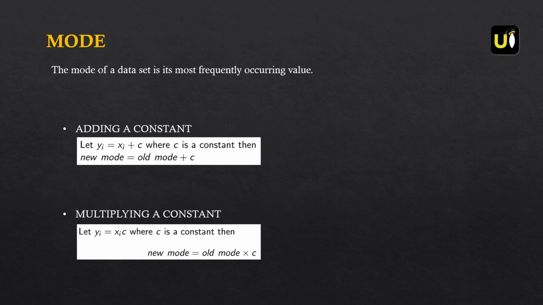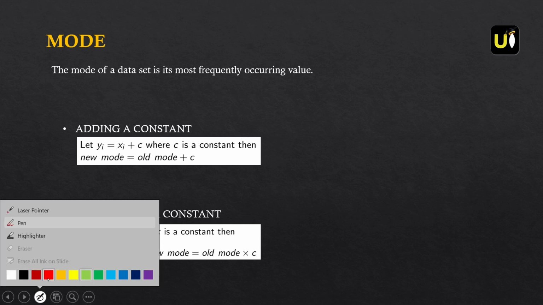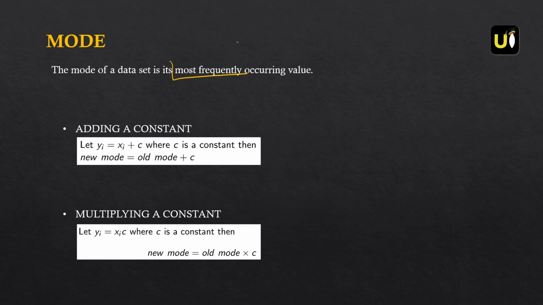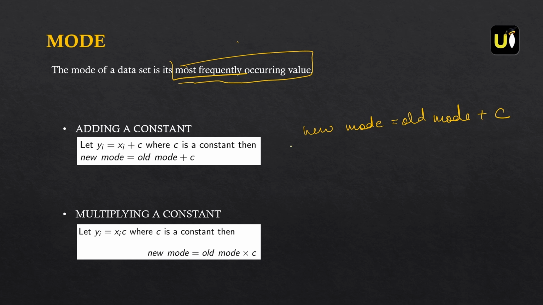So now we have mode here. The mode of the data set is the most frequently occurring value. If we add a constant to the mode, the new mode will be equal to the old mode plus the constant. That is, if 5 is added, suppose, the new mode will be equal to old mode plus 5.